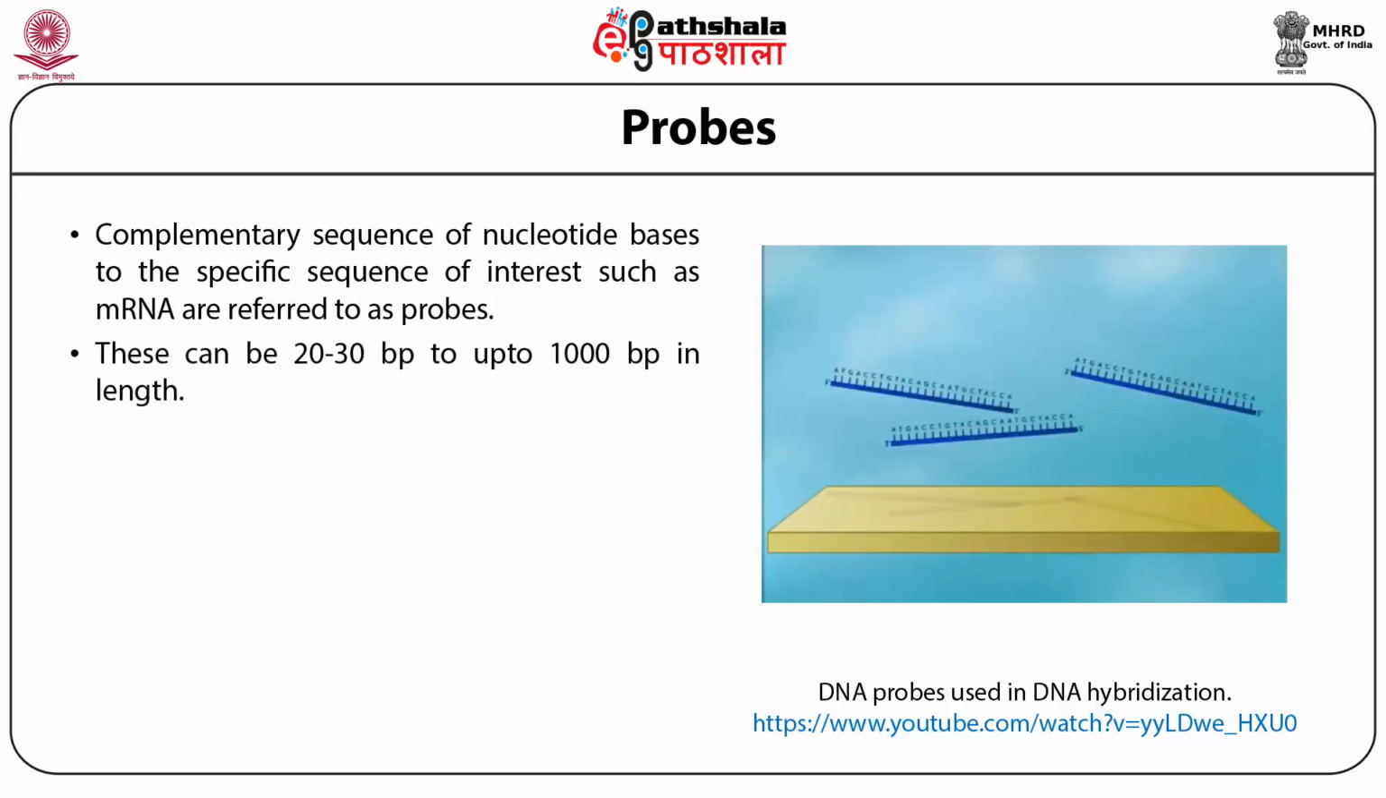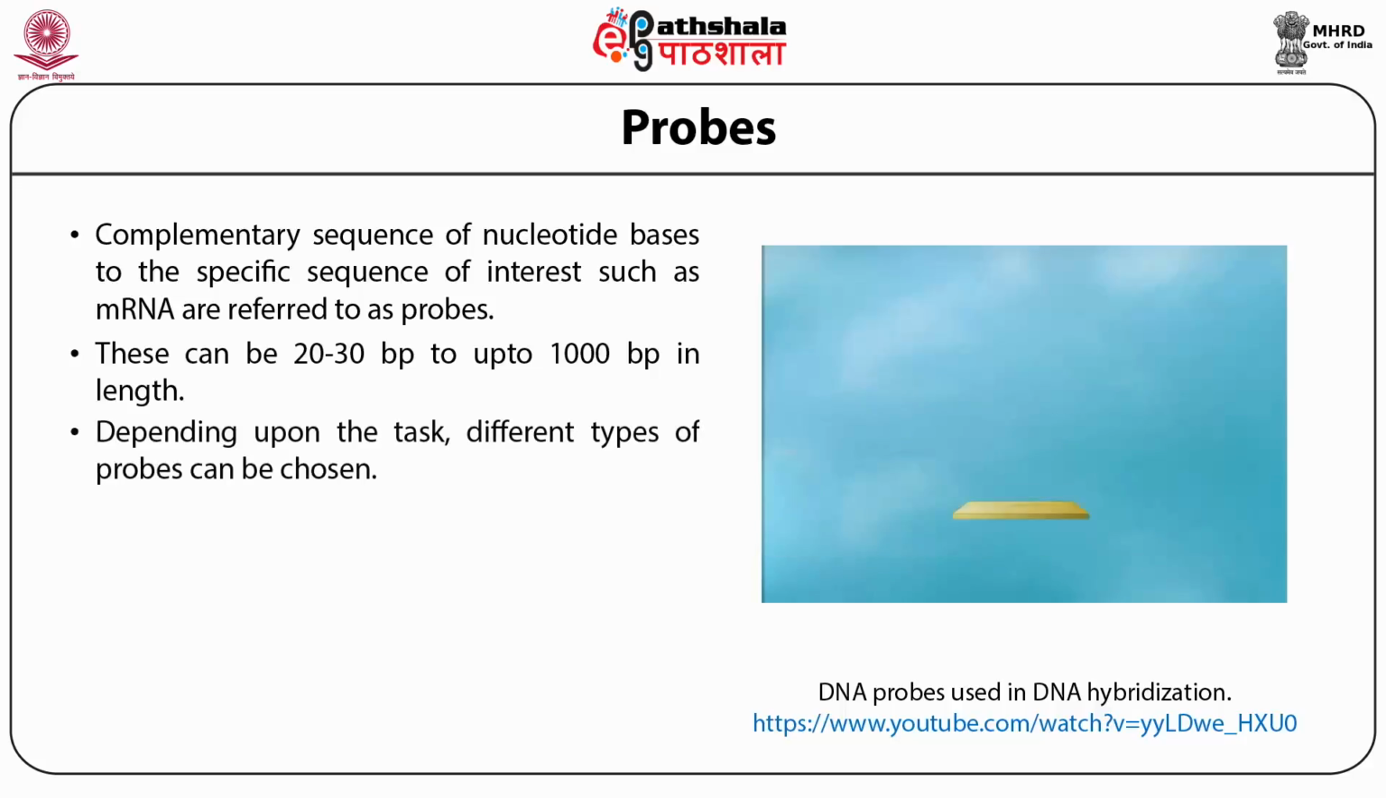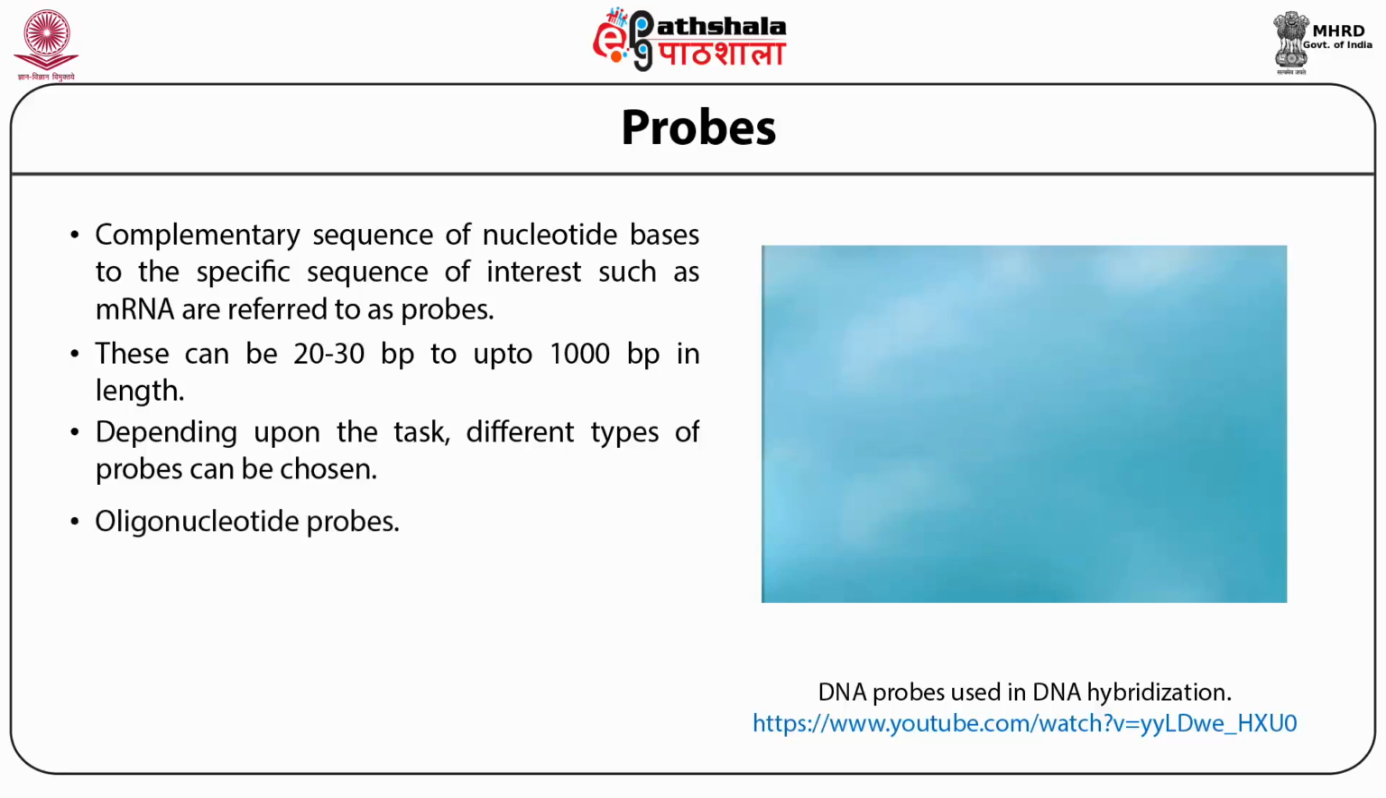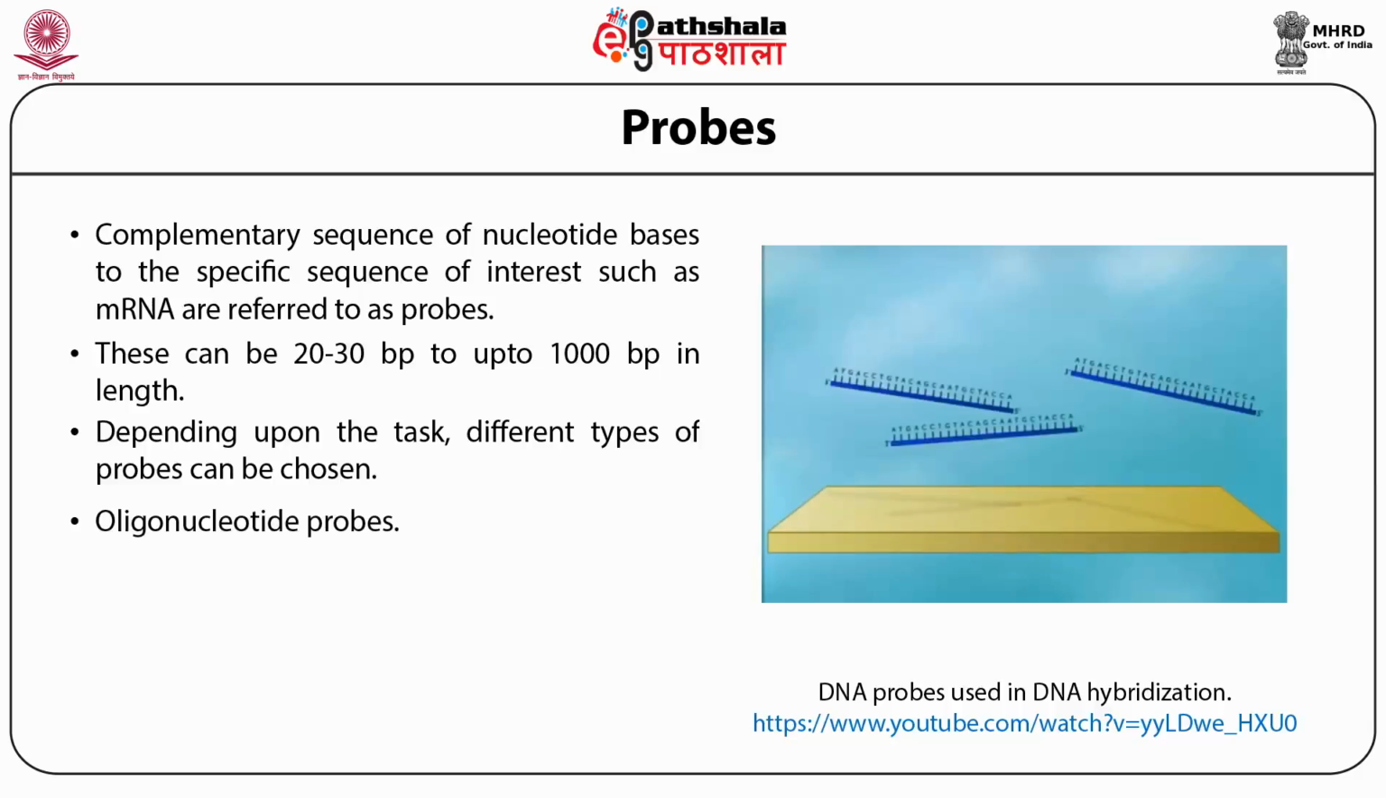These can be 20 to 30 base pair to up to 1000 base pair in length. Depending upon the task, different types of probes can be chosen. Four types of probes are currently available to carry out the process of ISH. First, oligonucleotide probes. Probes can be synthesized synthetically from commercially available oligonucleotides if the target sequence is known.